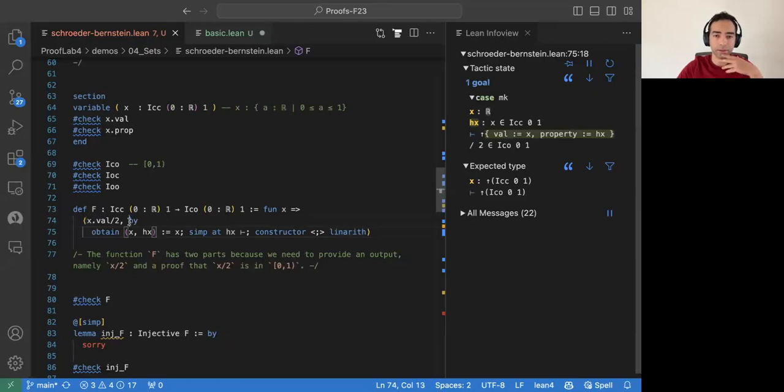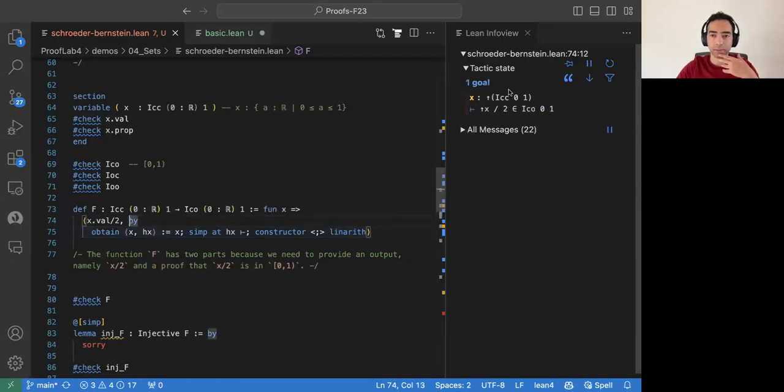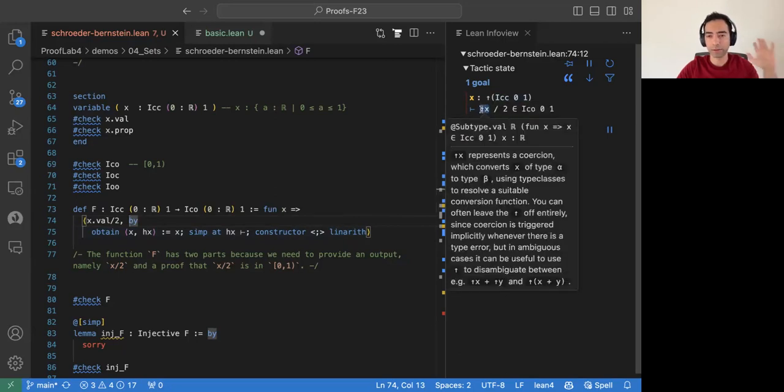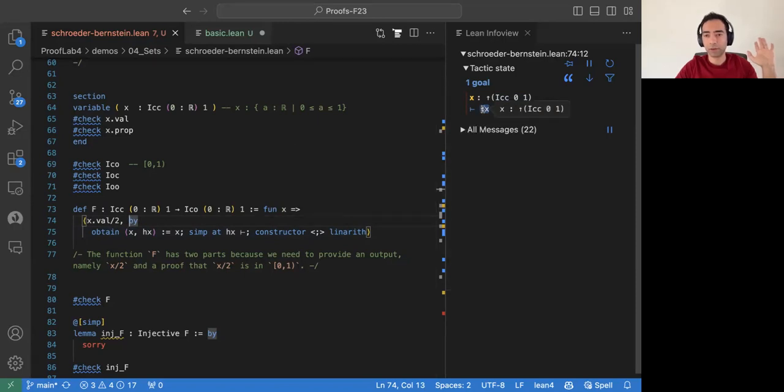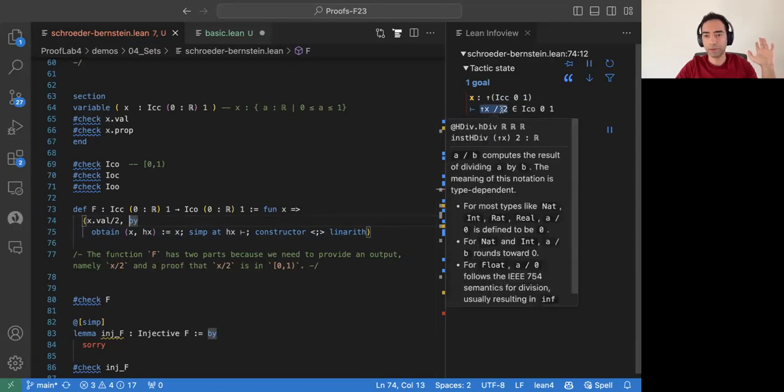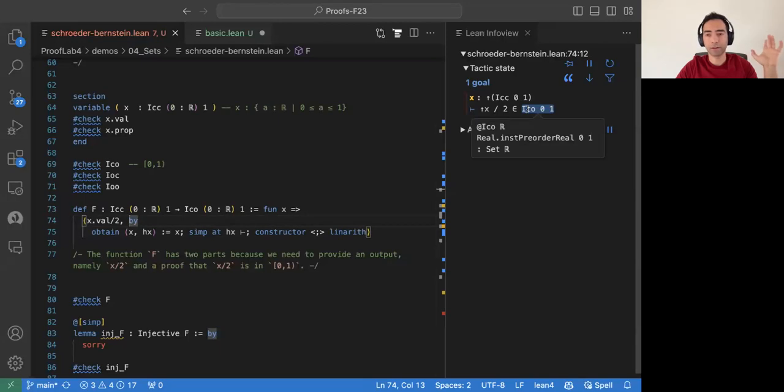So if I start this proof, my goal is to prove that, first of all, we don't understand what this up arrow is. We are going to learn about this today, but for a moment, let's just ignore this up arrow. Let's just read that as x. So our goal is to prove that x divided by 2 is in the half closed interval 0 and 1. Half closed, half open, essentially. So that means x divided by 2 is at least 0, but is strictly less than 1.